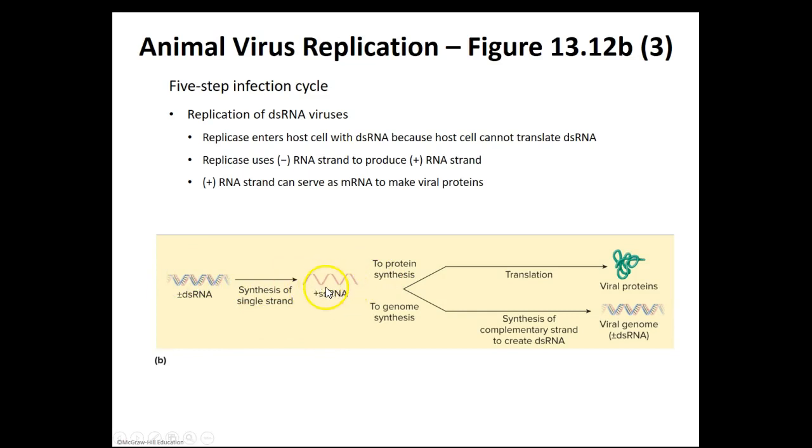So once we have our free plus-stranded RNA, we can translate that to a protein. We can also use it as a template in order to make our minus strand, and then combine the two again in order to make our viral genome.